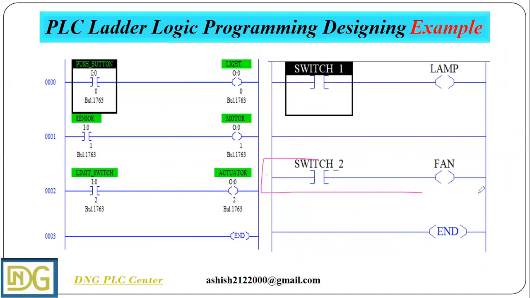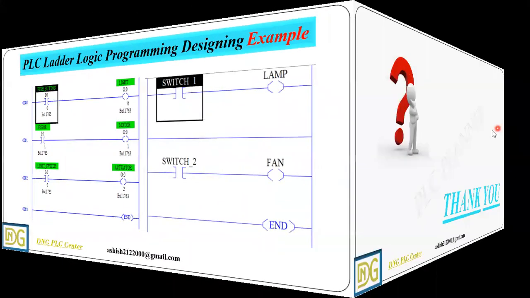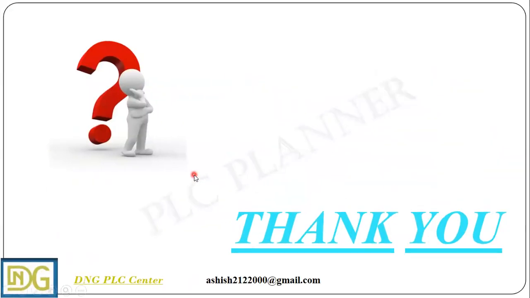And in the third rung we have used switch 2, and the output on the right side is a fan. These are our examples, and here we will stop our first step for understanding the simplicity of PLC programming.